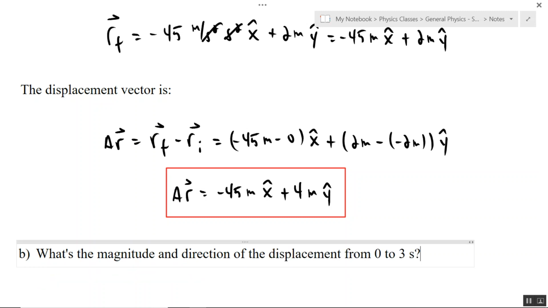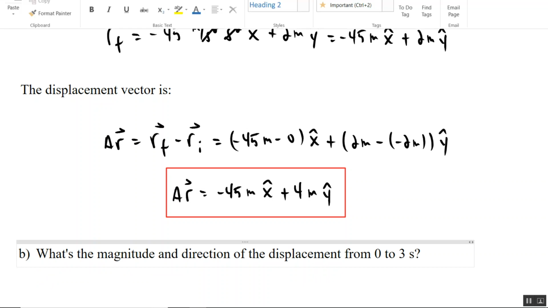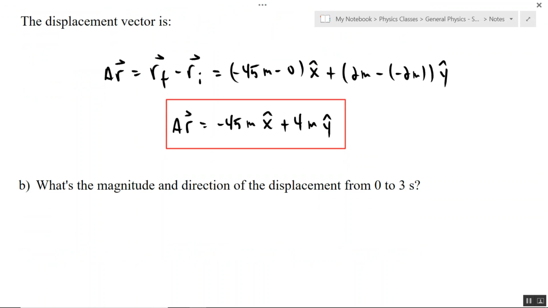So you can find the magnitude of the displacement vector, and you can find its direction. This is something else you can do. So how would you find the magnitude of the displacement vector? It's what we did yesterday. If you know the x and y components of a vector, how do you find its magnitude?